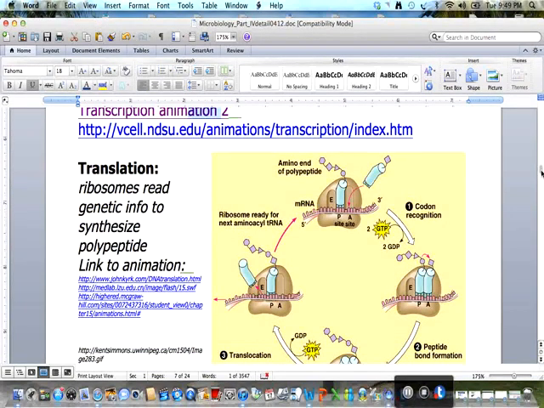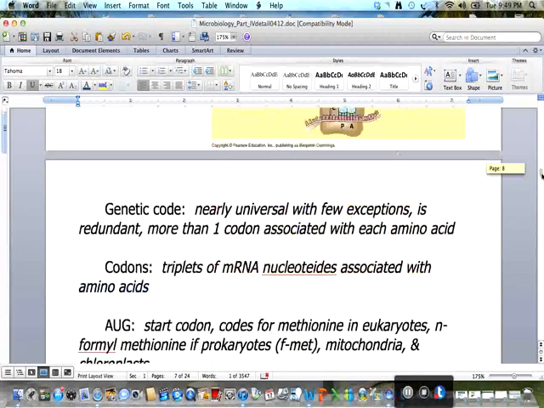In translation, ribosomes read the genetic information and use the code to synthesize a polypeptide. The genetic code is nearly universal with few exceptions. It is a redundant code with more than one codon associated with each amino acid. The codons are triplets of mRNA nucleotides that are associated with a particular amino acid.